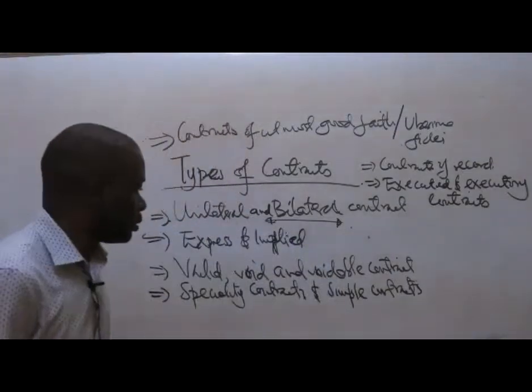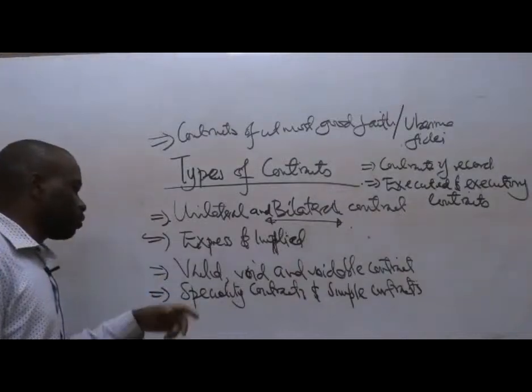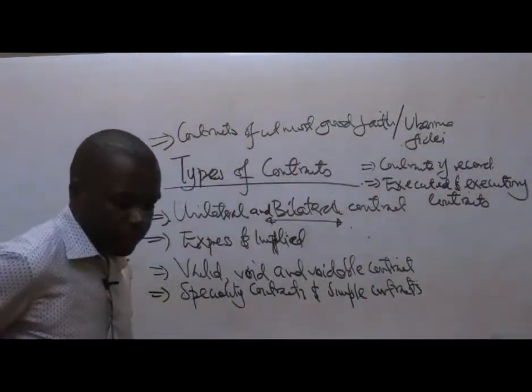Then you have valid, void, and voidable. A valid contract is one that meets all the essential elements of a contract.